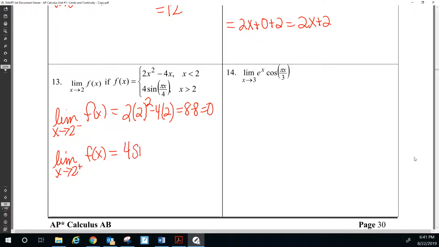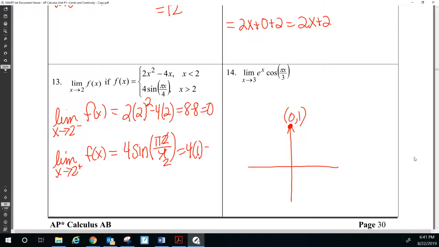So 4 times sine of pi times 2 over 4. So that's sine of pi over 2. Remember, pi over 2 is your y-axis up here, right? What's your point? 0, 1. What's the sine? Your y value is 1, so 4 times 1 is 4. So the left-hand limit does not equal the right-hand limit, so this does not exist. All right, that's through 13. Next video will be 14.